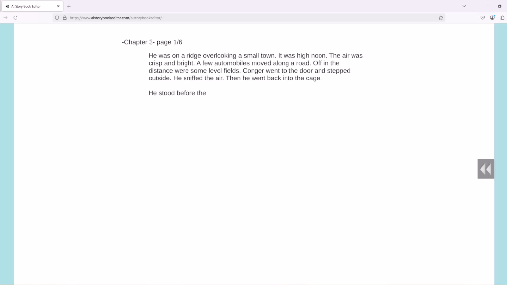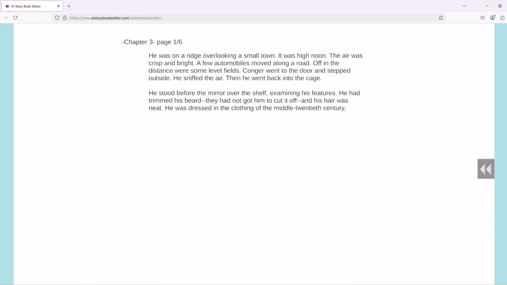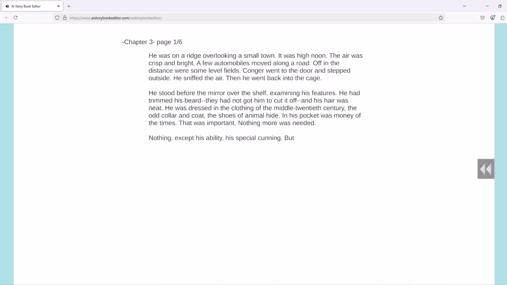He stood before the mirror over the shelf, examining his features. He had trimmed his beard. They had not got him to cut it off. And his hair was neat. He was dressed in the clothing of the middle 20th century, the odd collar and coat, the shoes of animal hide. In his pocket was money of the times. That was important. Nothing more was needed. Nothing, except his ability, his special cunning. But he had never used it in such a way before.